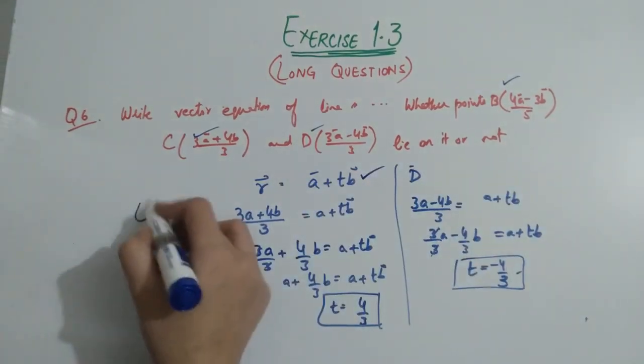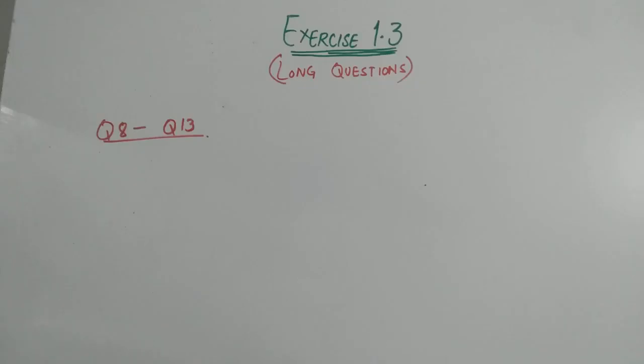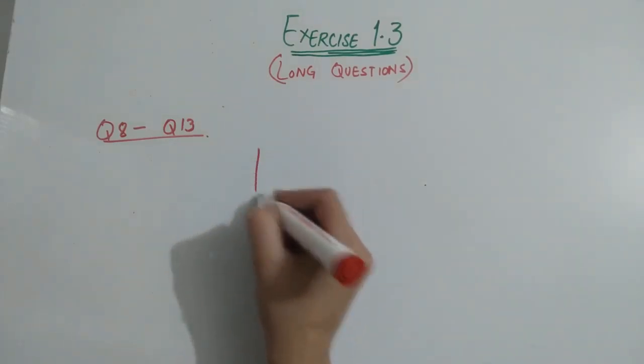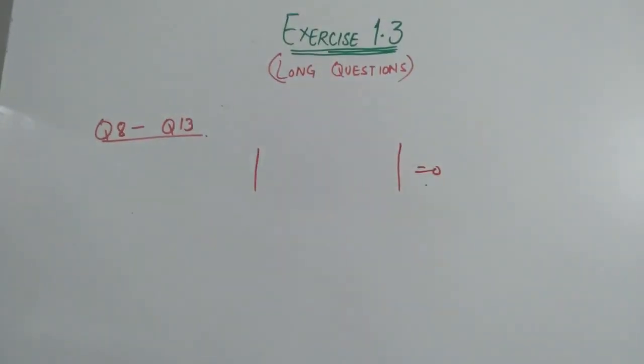The question number 7 will be solved on these same lines. So try it yourself. Questions number 8 to 13 will be done on the same steps. So you just have to find the determinant of the vectors. If the determinant turns out to be 0, the vectors will be collinear, or otherwise non-collinear.